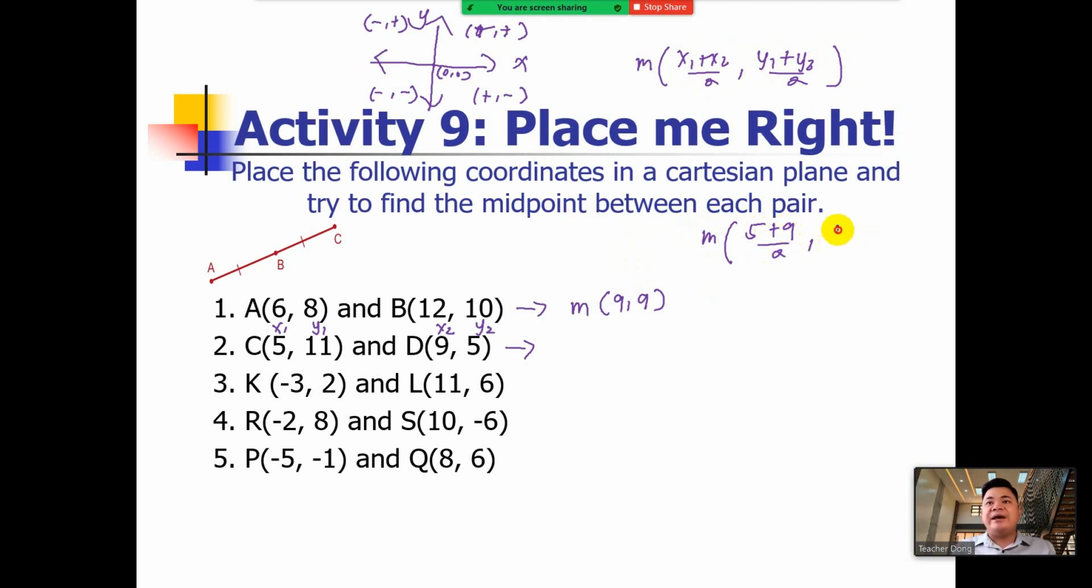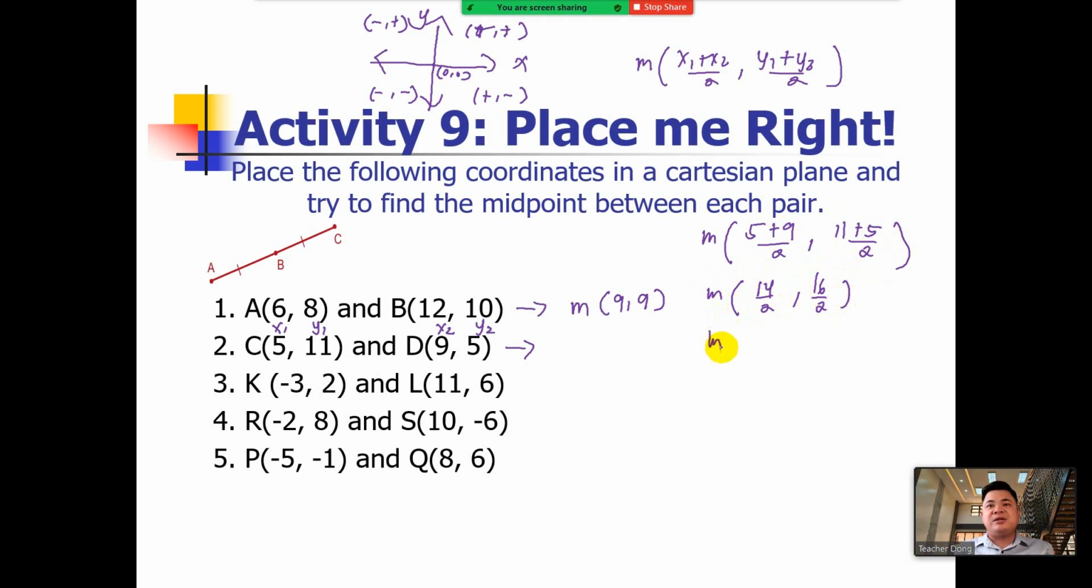And then we have the y's: 11 plus 5 over 2. Then the next thing is we will simplify them. 5 plus 9 is, for those who are using a calculator, you can do it directly using your device. 5 plus 9 is 14 divided by 2. So 14 divided by 2. And then here, 11 plus 5 is 16 divided by 2.